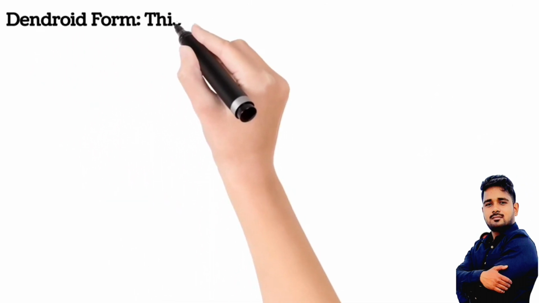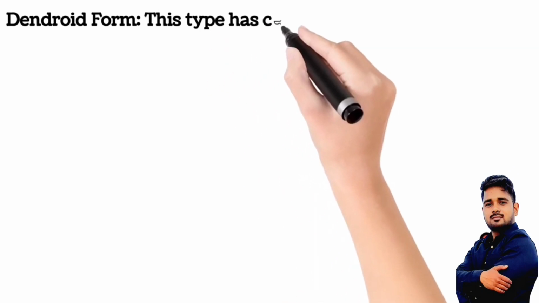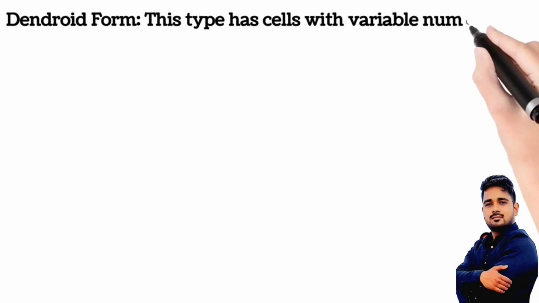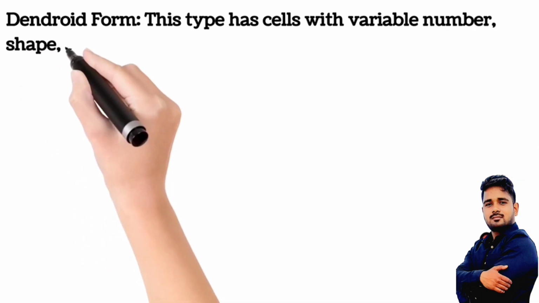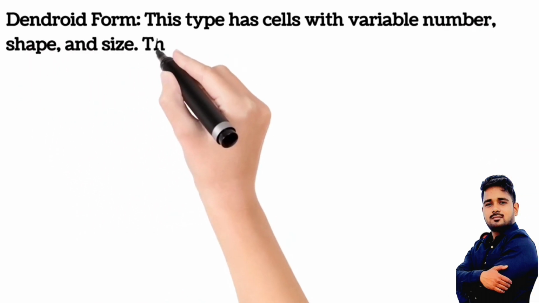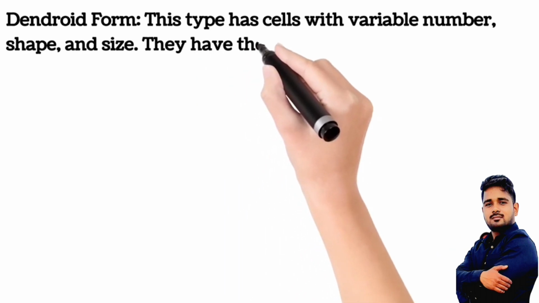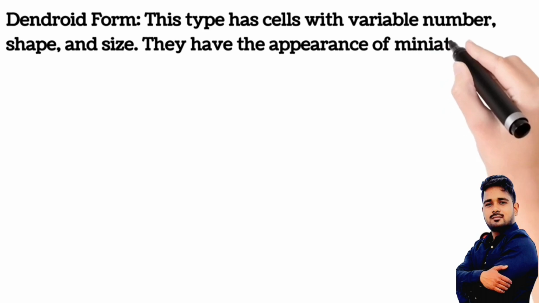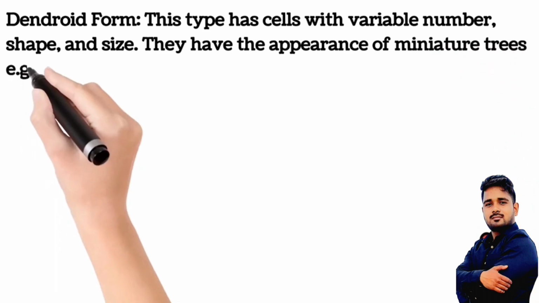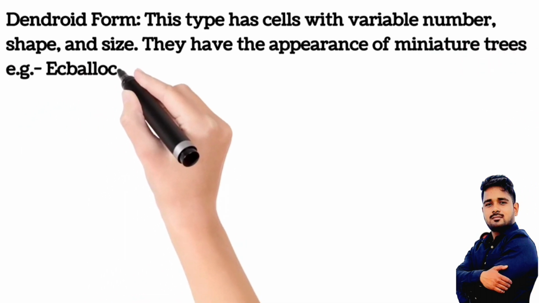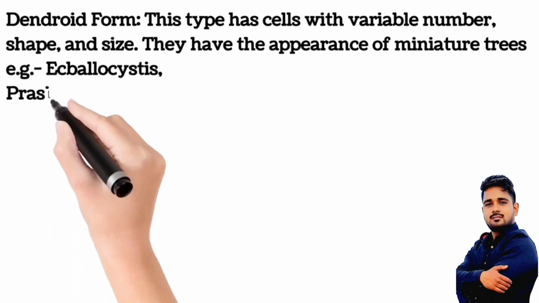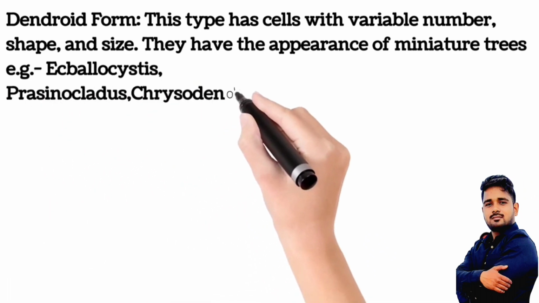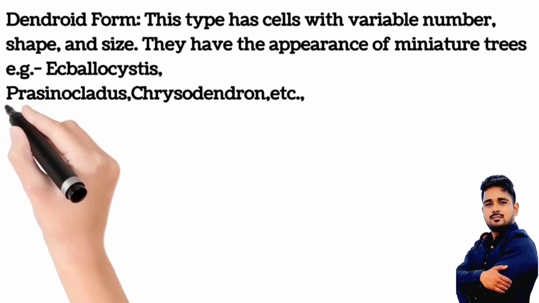Dendroid forms. They have cells with variable number, shape and size. They have the appearance of miniature trees. Example, Ecballocystis, Prasinocladus, Chrysodendron, etc.